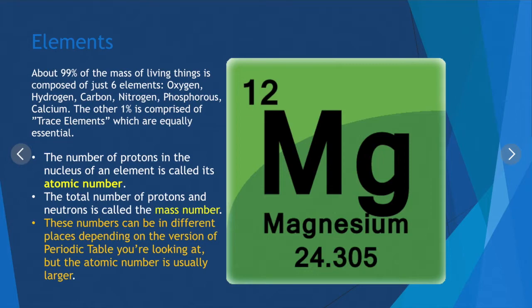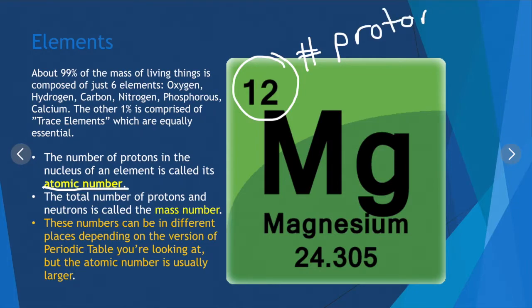Let's start with the atomic number. The atomic number is found up here in the upper left-hand corner. It could be in the right-hand corner depending on what chart you're looking at. They're not always the same format, but most of the time they'll be in the upper corner. In this case, it's the upper left-hand corner. This is the atomic number. The atomic number tells us how many protons there are in an atom of that element. So in magnesium, there are 12 protons.